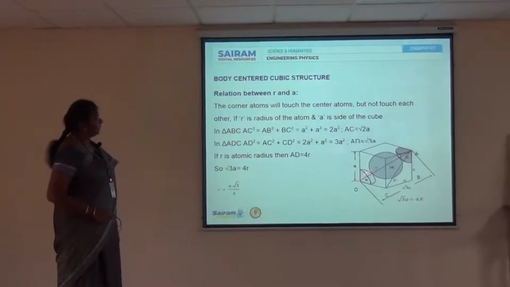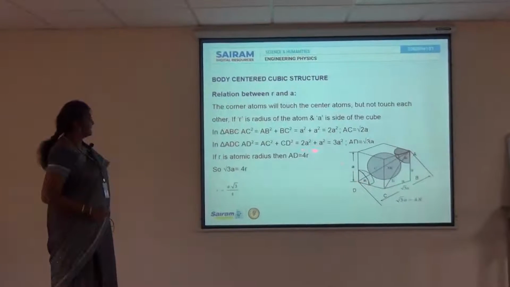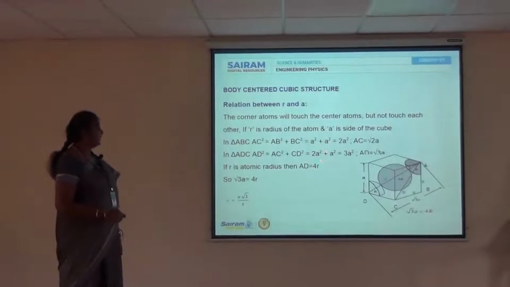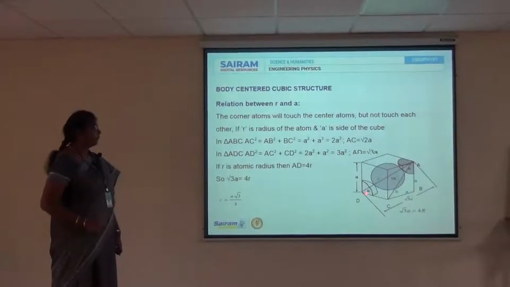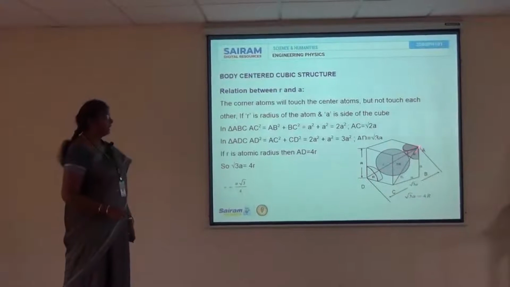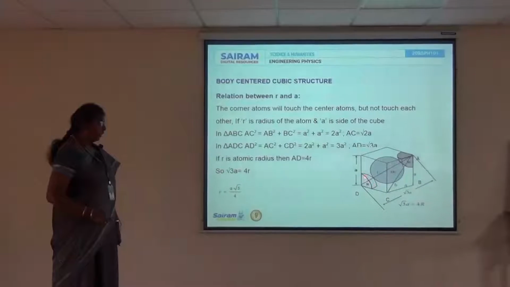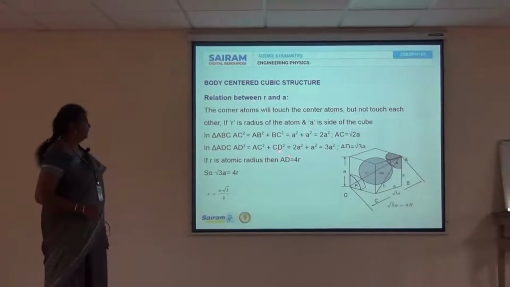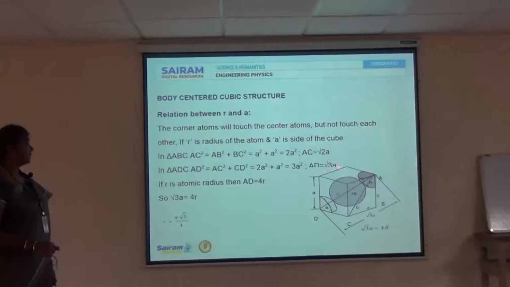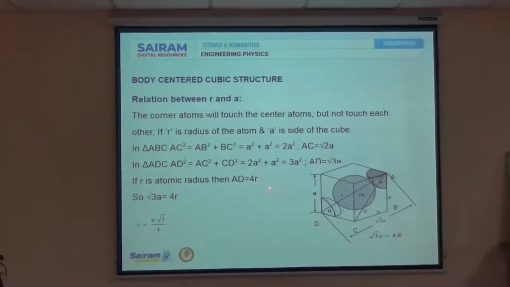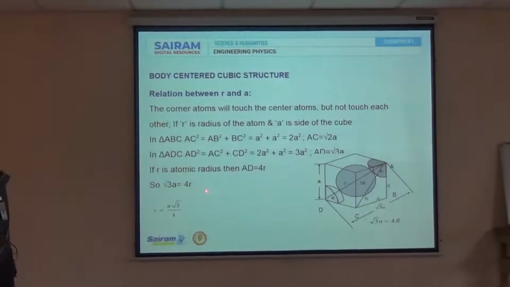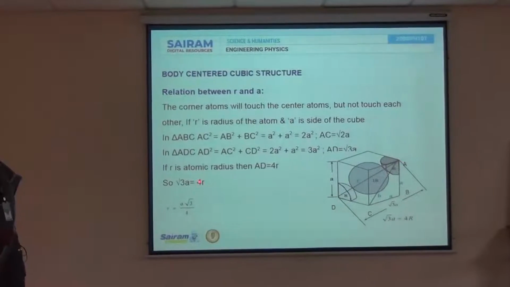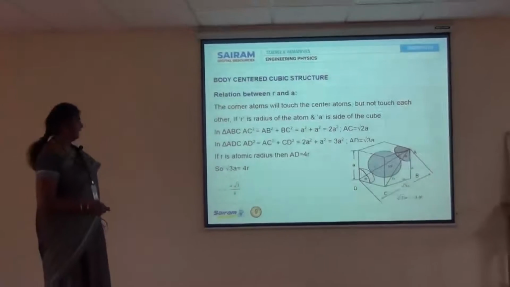On substituting, you get AC equal to root 2 A. Then I apply the Pythagoras theorem for the triangle ACD. So AD square is equal to AC square plus CD square. On substituting the values, you get AD equal to root 3 A. Also, as I said previously, your body diagonal passes through 2 corner atoms and 1 body centered atom as a whole, so your AD is nothing but 4R. So I got AD in terms of A as root 3 A, and AD in terms of R as 4R. So root 3 A is equal to 4R. So finally we got R equal to root 3 A by 4. So we got the relation between R and A.